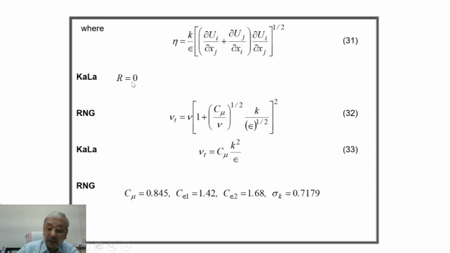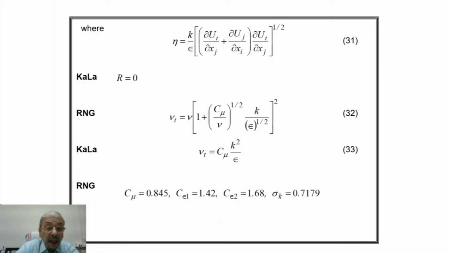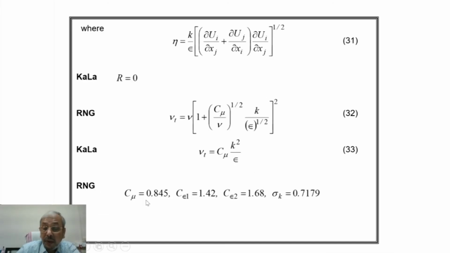For the Cato-Launder model, there is no R. We have written in a generalized way, there will be no R for the Cato-Launder model. And for RNG k epsilon, c mu, c epsilon 1, c epsilon 2, sigma k, these terms are a little different. This is not 0.9 c mu; we have so far taken c mu equal to 0.09, but here c mu is basically 0.845, c epsilon 1 is 1.42, c epsilon 2 is 1.68, and sigma k is 0.7179.